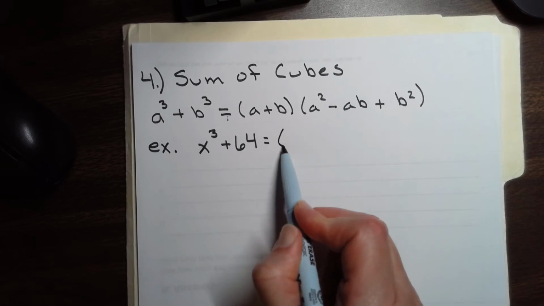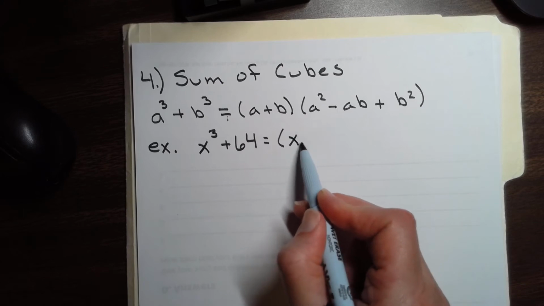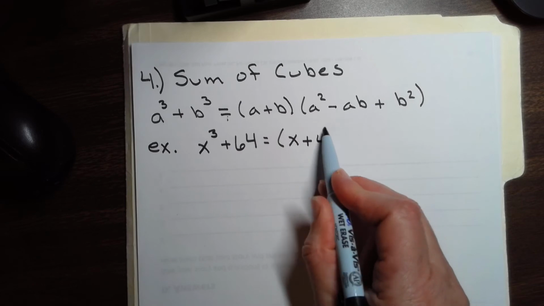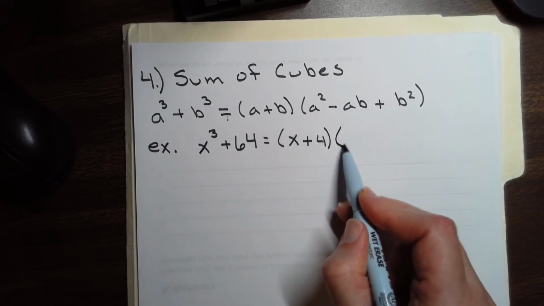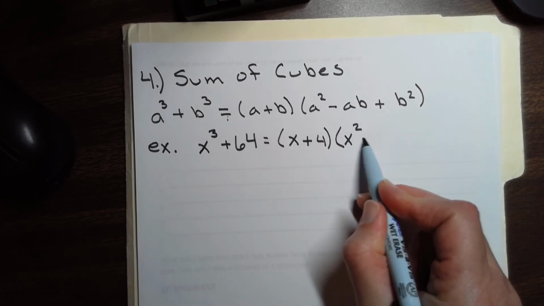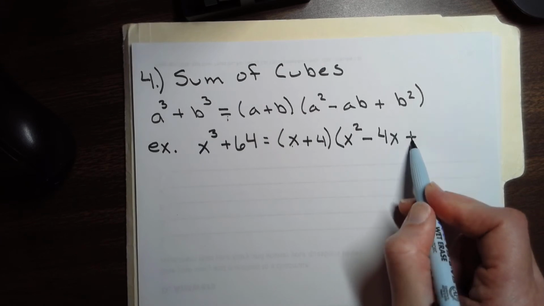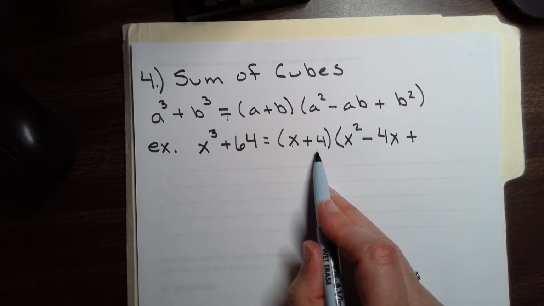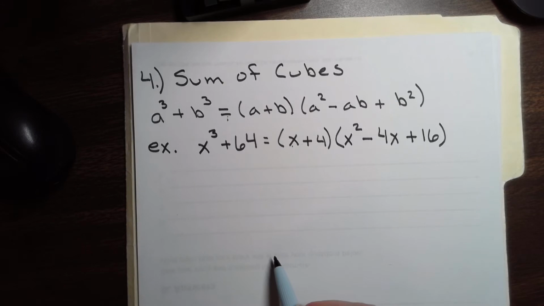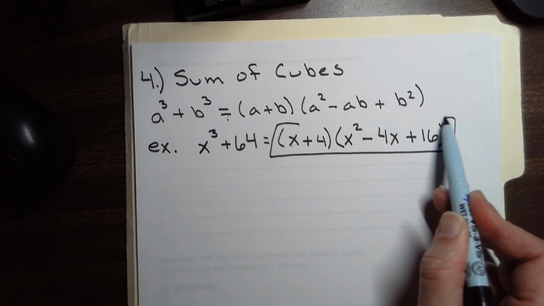So to figure out your a, you take the cube root of x cubed, which is x, and then you would figure out the cube root of 64, which is 4. So that's your a and that's your b. So fill out the rest of the formula. A squared would be x squared minus a times b, so that would be 4x, plus the formula plus 4 squared, b squared, and that would be 16. And so then that would give us the factors for this example of the sum of cubes.